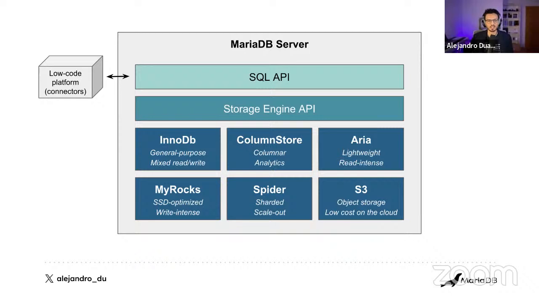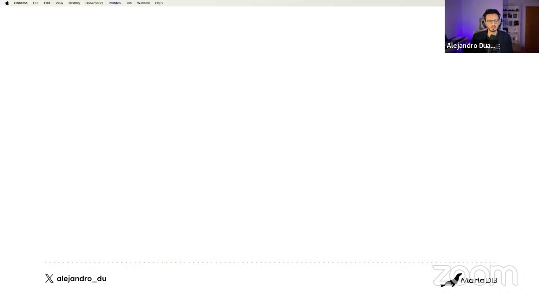This is the idea. Now, these storage engines just read data from the disk and write it to disk. So each table in this MariaDB server can be associated with one of those. So you can have a combination. So let me show you that.